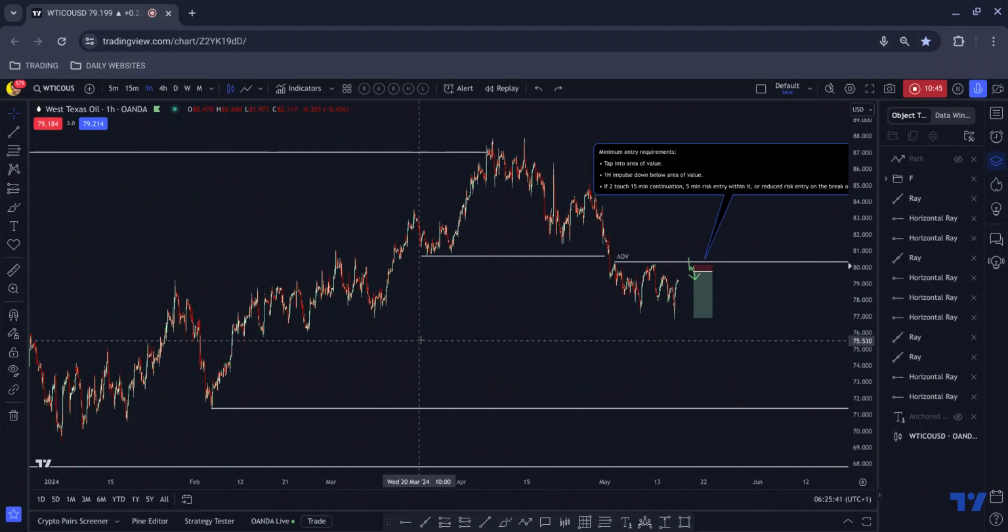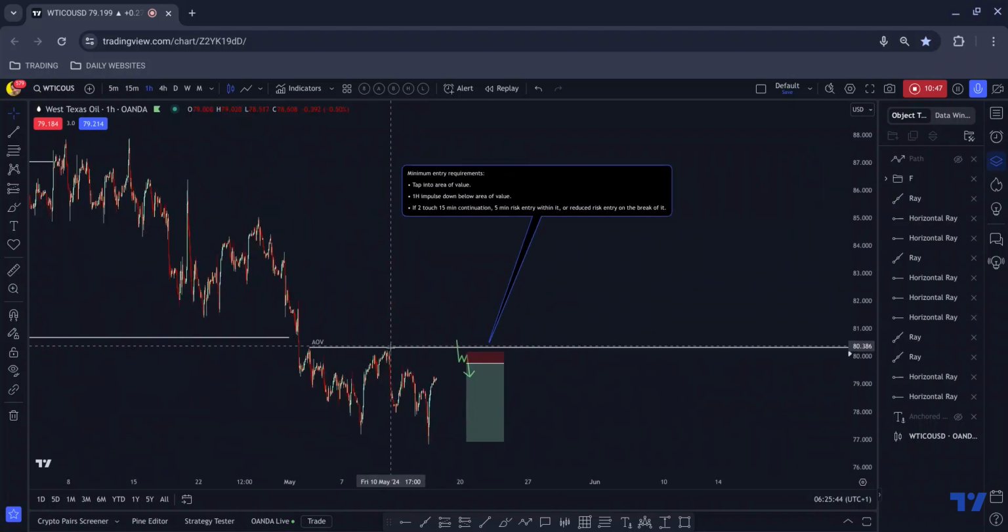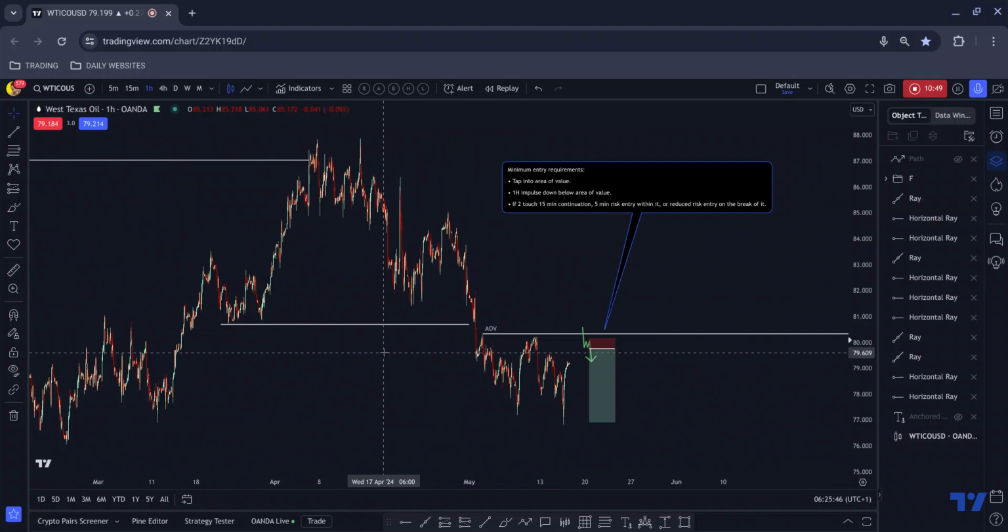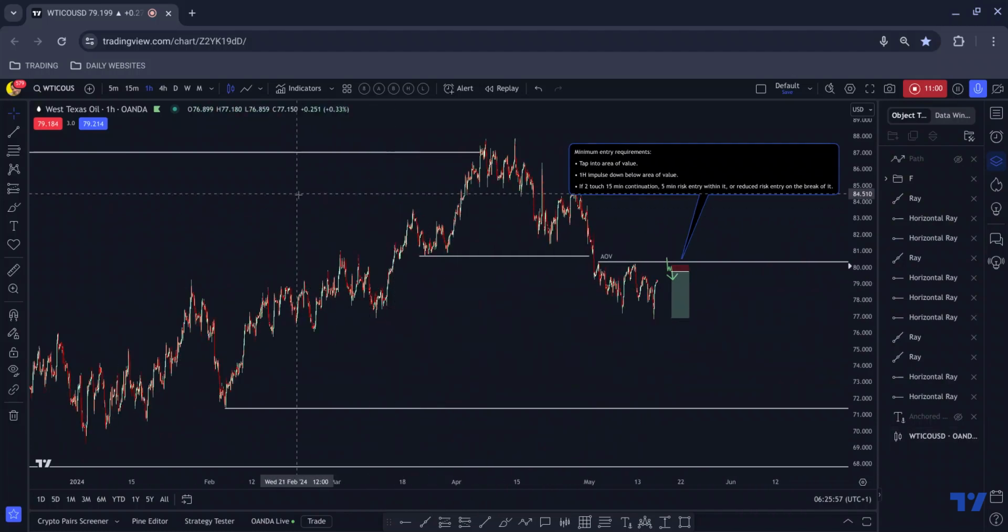So that is West Texas Oil. As I say, this may not be ready by the end of the day. And if this month or this year and a half is anything to go by, it may not be ready at all. But I'm really not bothered. If these entries shape up, great. If they don't, it's fine. Absolutely fine. I'll go and do other things.